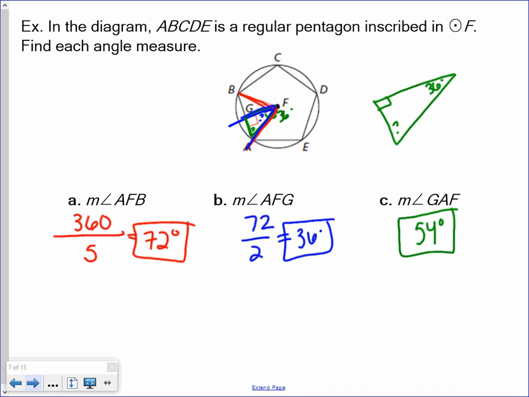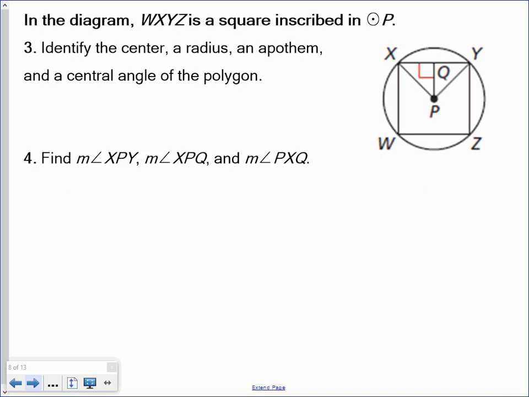Okay. We're actually going to skip these questions right here because it's essentially what we just did. But let's go over, because you'll have some problems on your homework where you have to identify like a center, a radius, an apothem. Let's start with the center. That's probably going to be pretty easy for you. Who can raise their hand and tell me what the center point of this square would be? Holly? Point P. Good.